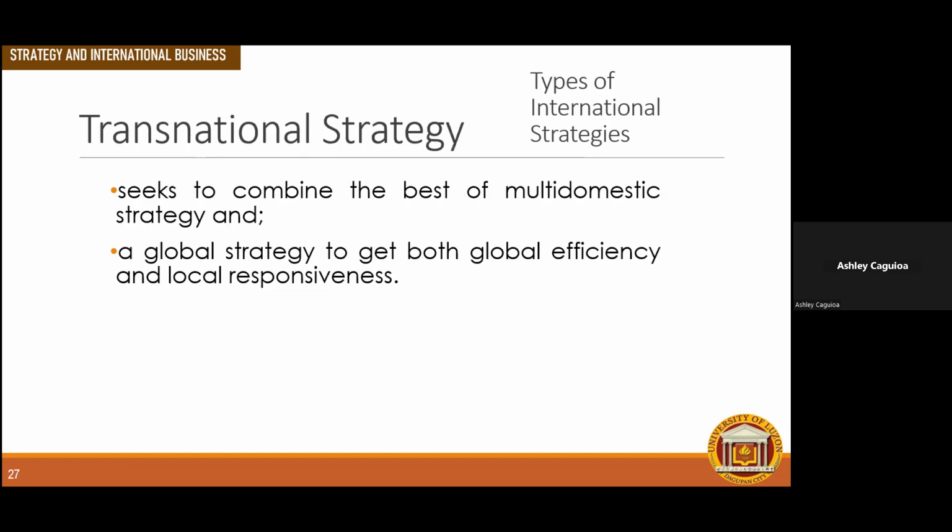So next we have transnational strategy. It combines the best of multi-domestic strategy and global strategy to get both global efficiency and local responsiveness. So that is transnational strategy, the combination of global efficiency and local responsiveness.